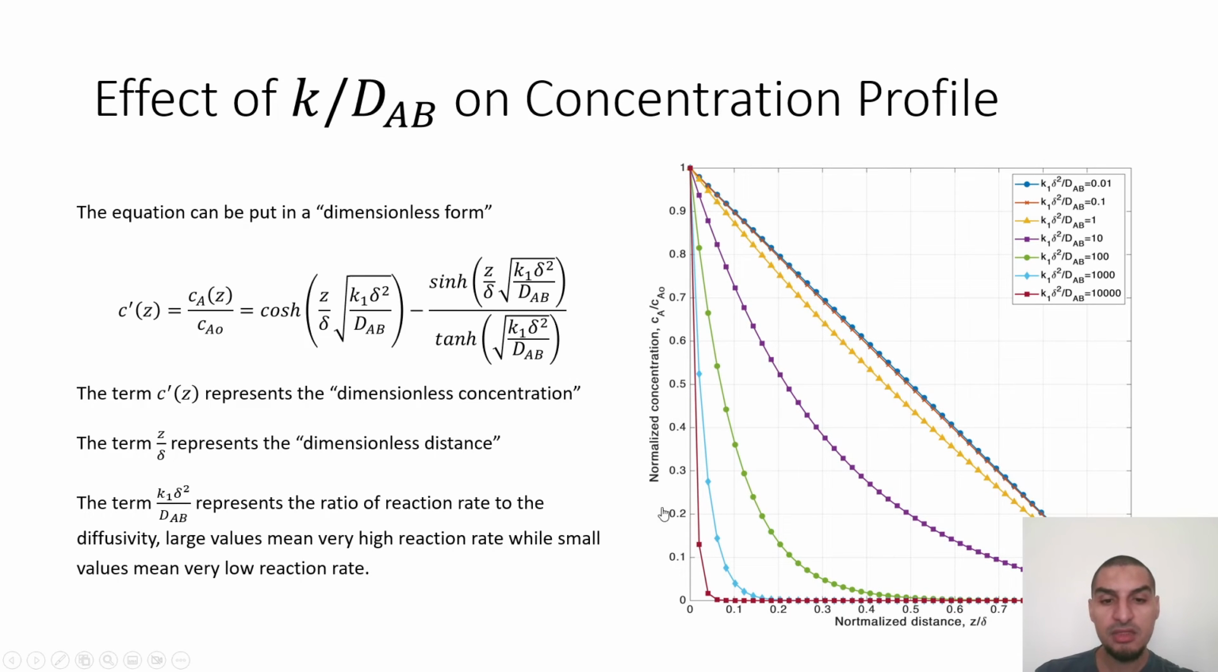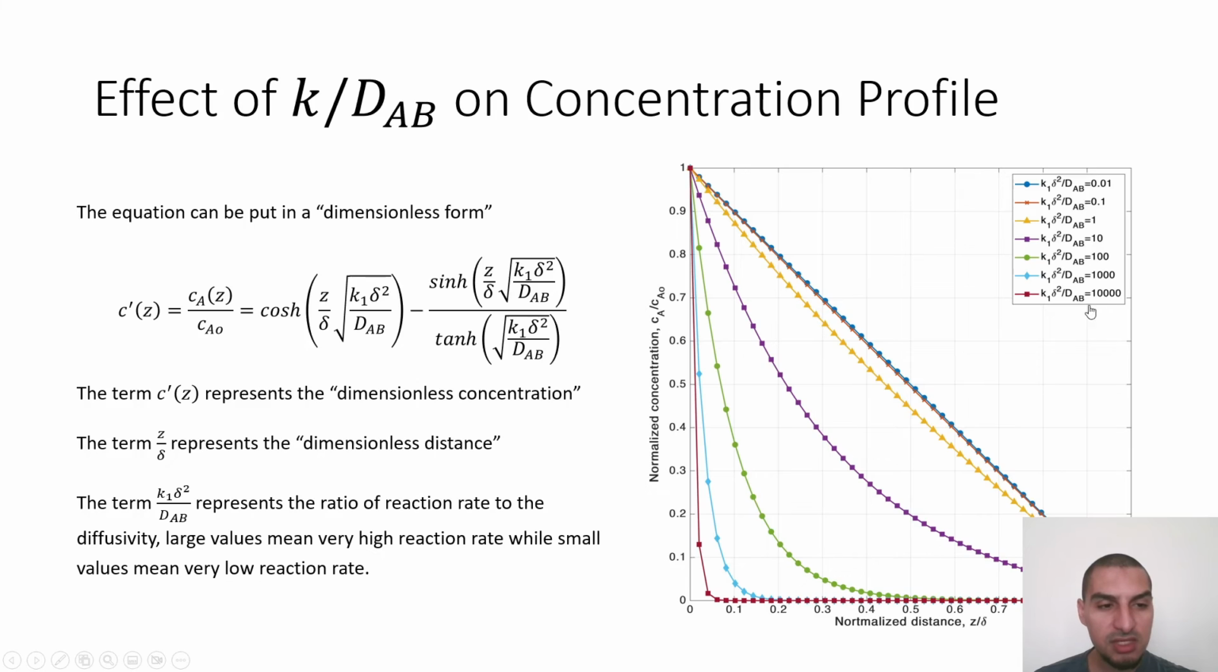And this is what we see here. So we have the normalized concentration on the y-axis and the normalized distance on the x-axis, and you see here we have different values of k delta square over D. I'll start here with 10,000, which is a huge number, which means that the rate of reaction is much faster than the rate of diffusion, and I'm reducing it 10 times each step, so it's 1,000, 100, 10, 1, until I reach 0.01.